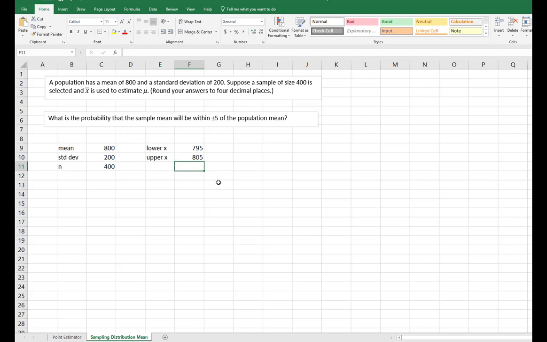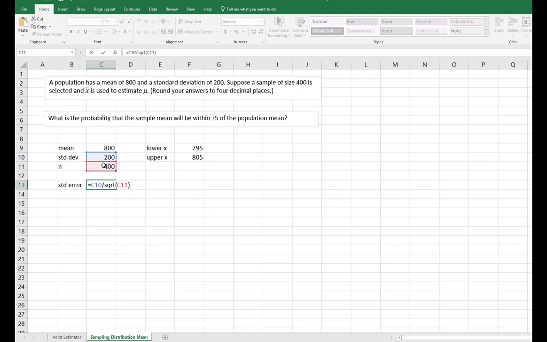So the only thing, and you can do this either in one formula, but a lot of times they might ask you separately, what's the standard error? And how you find that is by taking the standard deviation divided by the square root of the sample size.